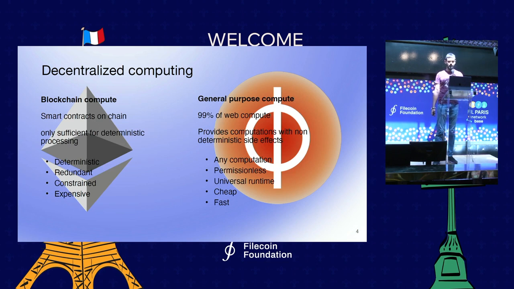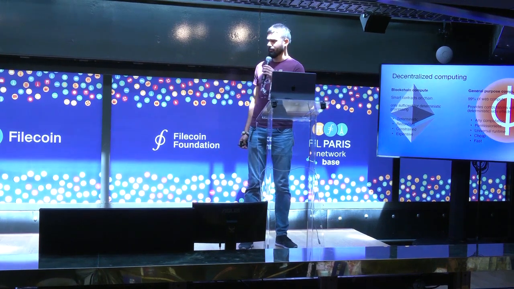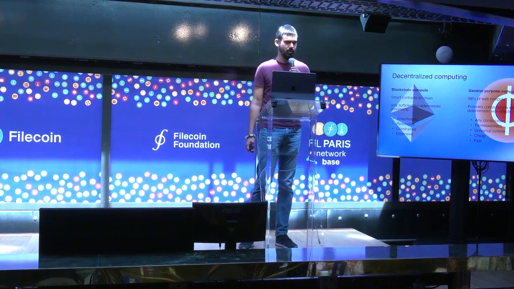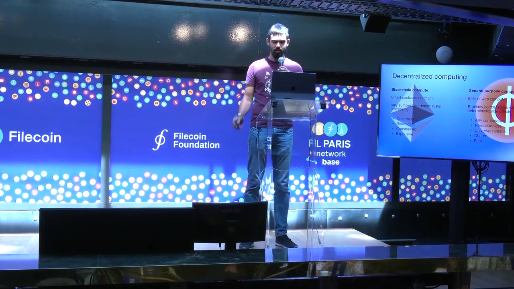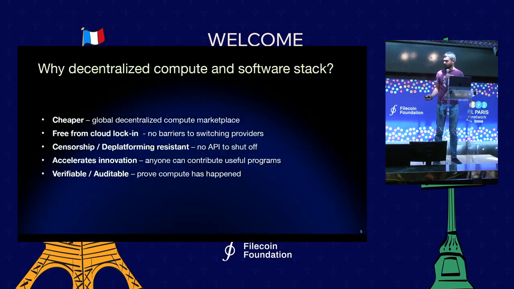For the general purpose compute, which is 99% of all the web compute actually, we need to provide computations with non-deterministic side effects. Otherwise, it's kind of useless or it's already covered with the blockchain. So we want to have a universal runtime to run computation cheap and fast, to be permissionless, and run anything.